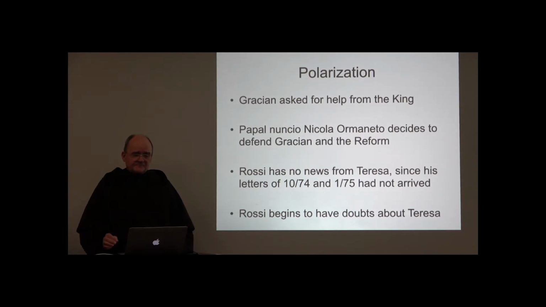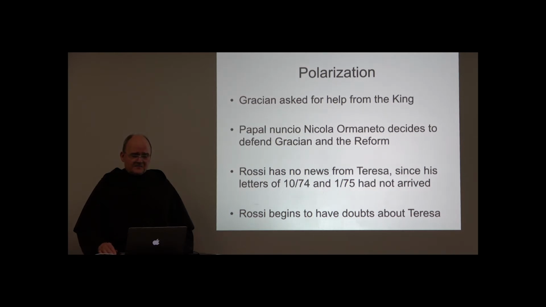And at this point, the papal nuncio, Nicola Ormanetto, who had been appointed by Pope Pius, had already taken the reform under his wing, and even though this was not necessarily the policy of the new pope, Ormanetto, who was also a very good reformer himself, decides that he's going to defend Gratian and the reform.